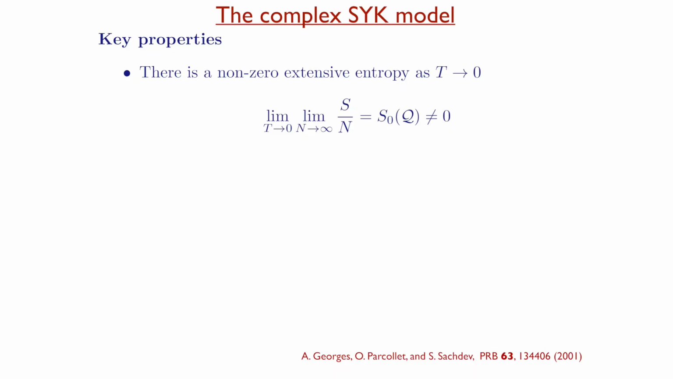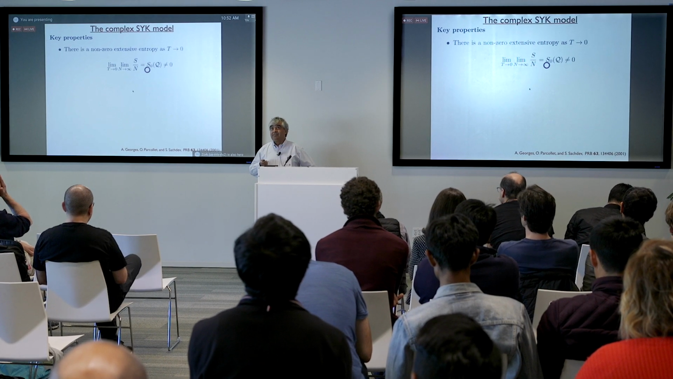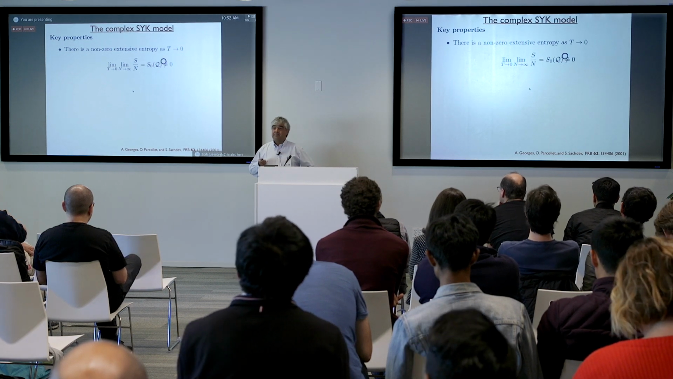Okay, so another key property is this property, which informally is a violation of the third law of thermodynamics, that if you take an infinite system, the entropy density as temperature goes to 0 after you've taken the infinite volume limit is a non-zero constant, which I call S0. So this constant depends on Q, and in fact, we can compute it. So let me just show you a few pictures as to what this means.